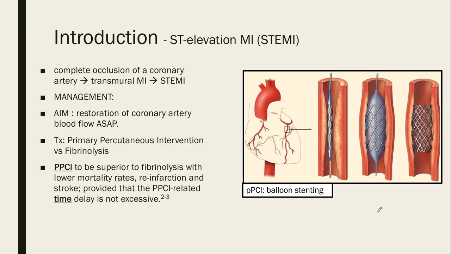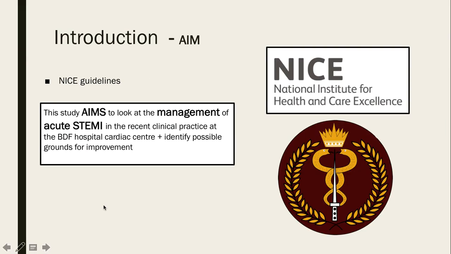So PCI is done through balloon stenting by putting a stent such as this one through the artery, inflating the balloon and improving the blood flow, and then keeping a stent so that blood flow is enhanced after the procedure as well. In comparison to fibrinolysis, which is about giving alteplase, tPA, such medical treatment in order to dissolve the blood clot and improve blood flow. Of course, studies have shown that PCI is superior to fibrinolysis, provided, of course, that time delay is not excessive. So here we understand the importance of time in the treatment of ST elevation MI.